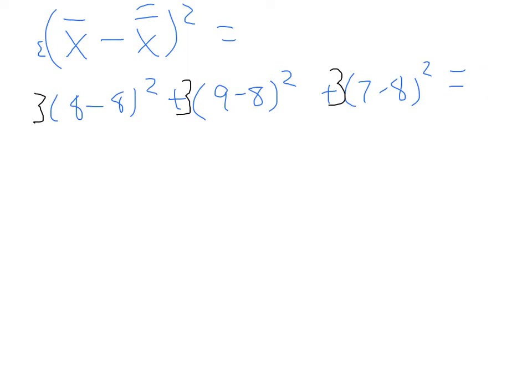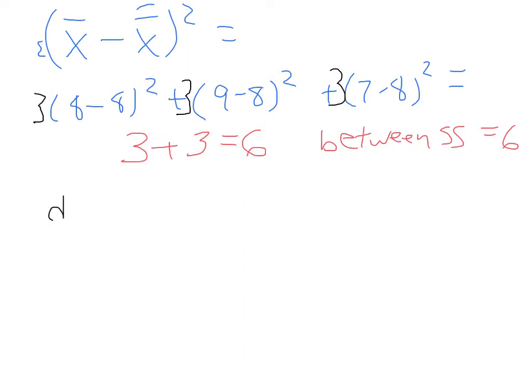So the first term falls out. The second term, 9 minus 8 is 1. 1 squared, times 3. Plus negative 1 squared is 1 times 3. 3 plus 3 is 6. So your between sum of squares is 6. Okay? Now, the degrees of freedom for your between sum of squares is the number of groups you have minus 1. So in this case, I have 3 groups. 3 minus 1 would be 2.